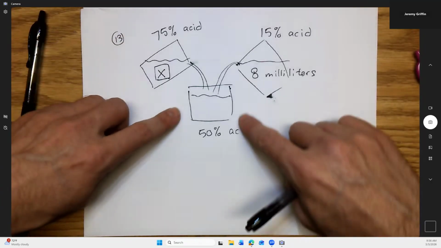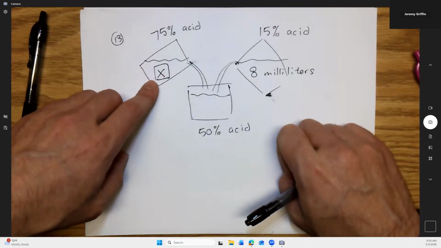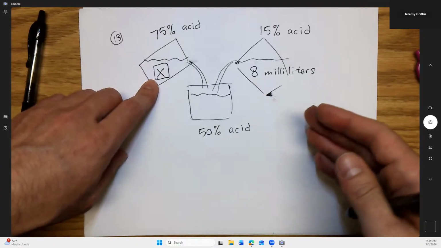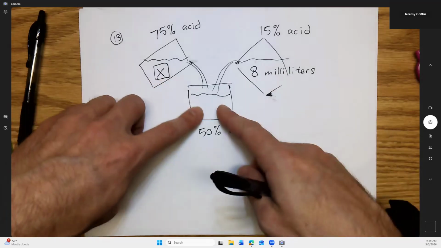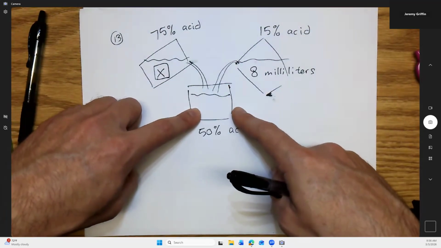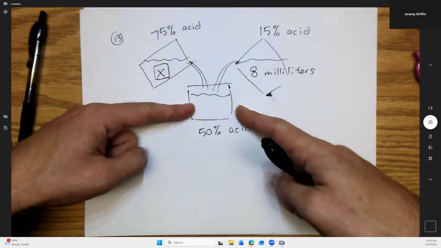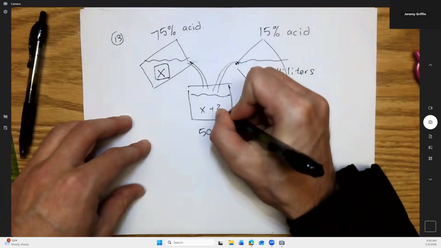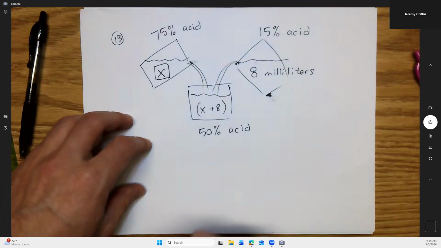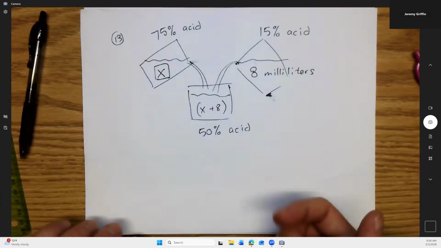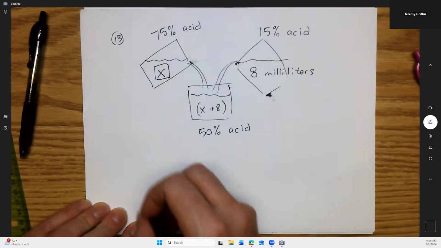Well, how about this, guys? Whatever x is, I don't know, maybe it's also 8 milliliters, maybe it's a little less, maybe it's a little more. But when you combine it, what's the total volume going to be? Is it this plus this? Yeah, I think it's x plus 8. Whatever x is, if you add the 8 over here, that would give you the total volume of the 50%, wouldn't it?